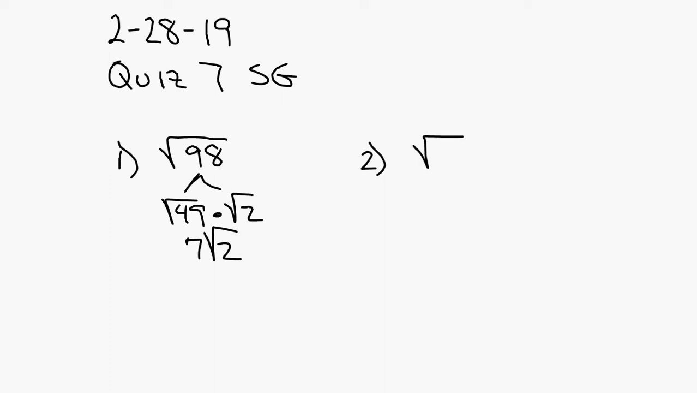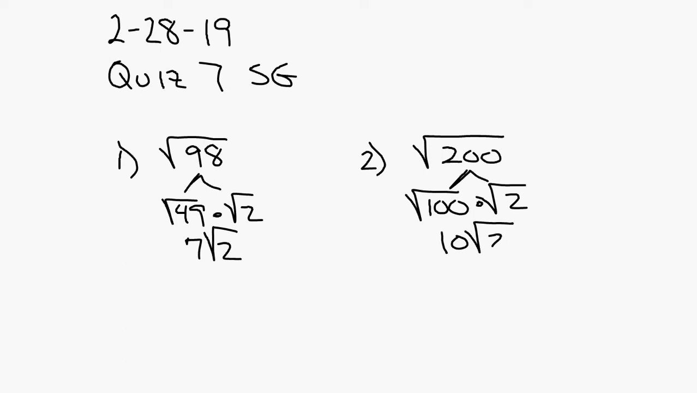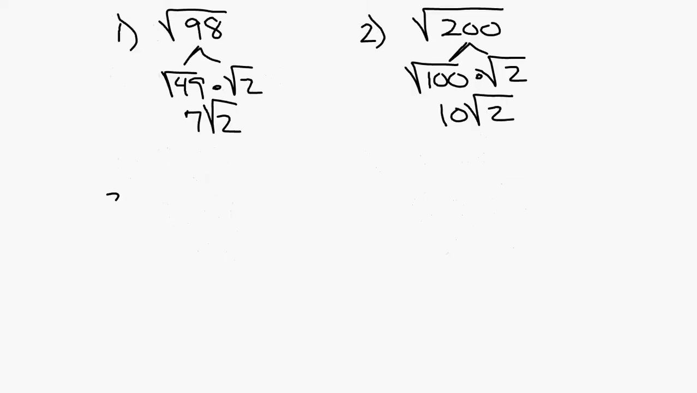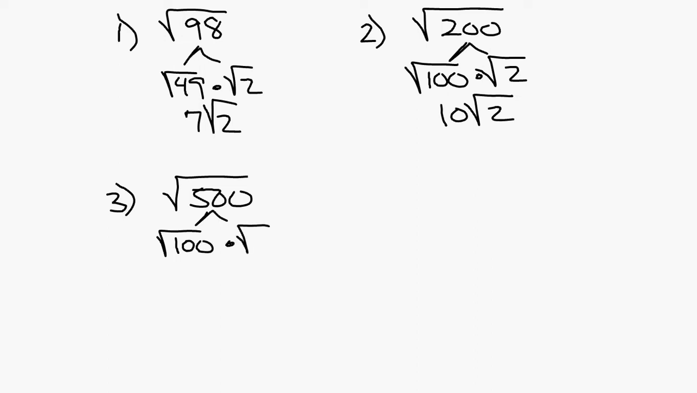Number 2 is the square root of 200. The square root of 200 is the same as the square root of 100 times the square root of 2, which is 10 radical 2. The square root of 500. Again, that's the square root of 100 times the square root of 5, which is 10 radical 5.